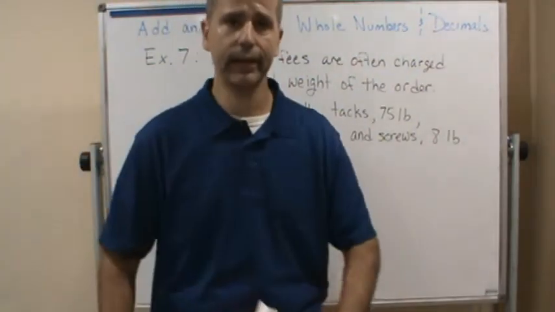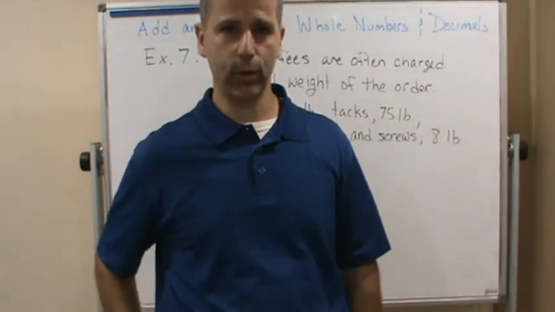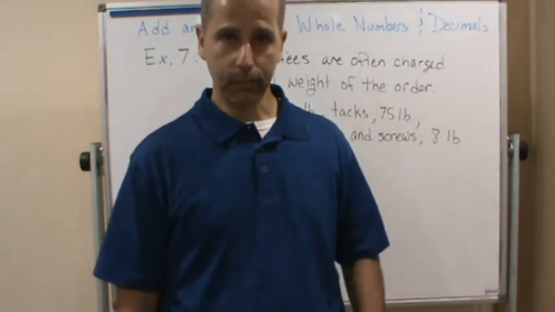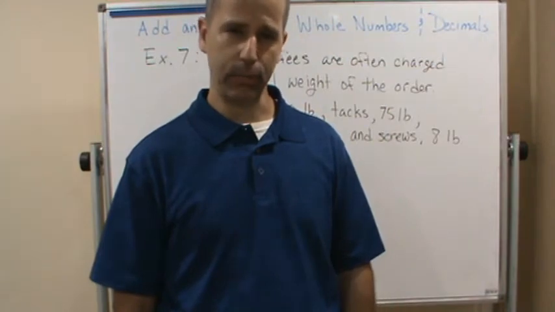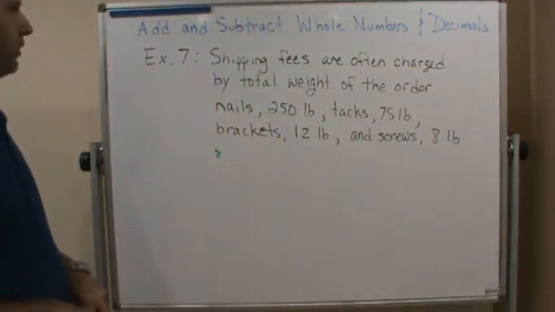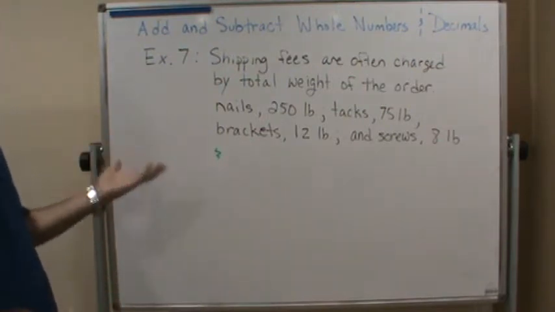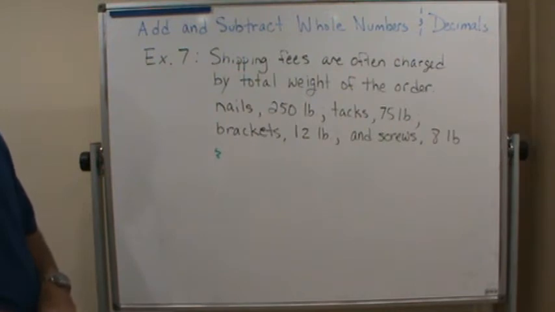Okay, so welcome back. Today we're going to do an example of how we add whole numbers together, in an application type problem. In this type of problem, we have shipping fees. Shipping fees are often charged by the total weight.